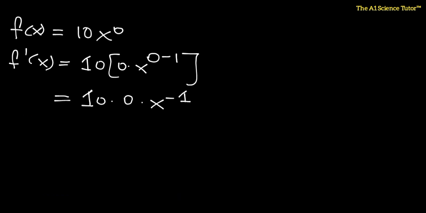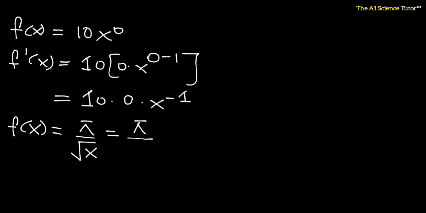Now, how about this one? F of x is equal to pi over square root of x. What is the derivative of this function? So, as you know, we need to change this form into a more explicit form so that you would actually be able to see exactly what is happening. So this is going to be x raised to the power of 1 over 2, basically.